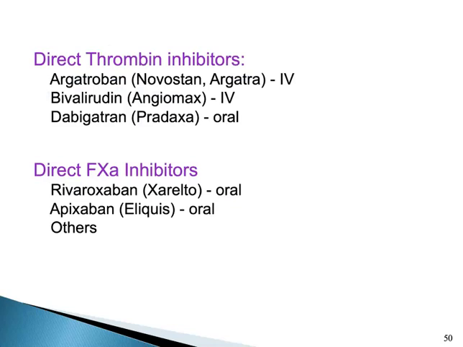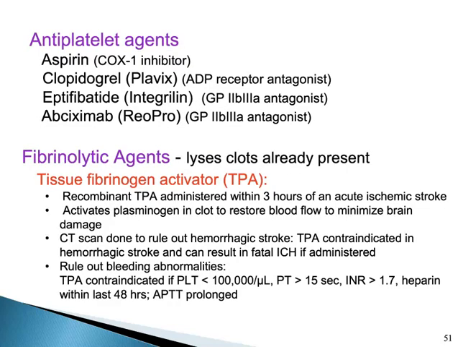Some others are listed here. Anticoagulants can also be direct thrombin inhibitors, and here are some examples: Novostan, Argatra, Angiomax. Pradaxa, which is an oral form. There are also direct factor 10A inhibitors like Xarelto, Eliquis. There are also antiplatelet agents like aspirin, clopidogrel, and antifibrinolytic agents. So these lyse the clots that are already present.